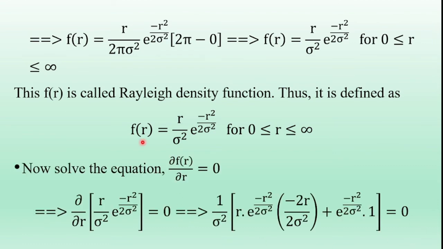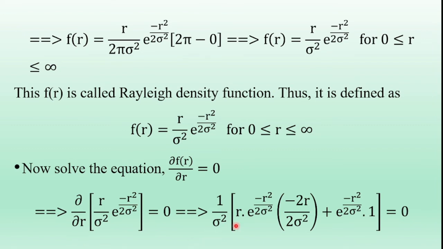So differentiating this Rayleigh density function with respect to r and equating that value equal to 0. So that is dou f of r by dou r is equal to 0. Substitute f of r value into here. Dou by dou r into r by sigma square e power minus r square by 2 sigma square is equal to 0. So now we are applying the derivative of uv concept.